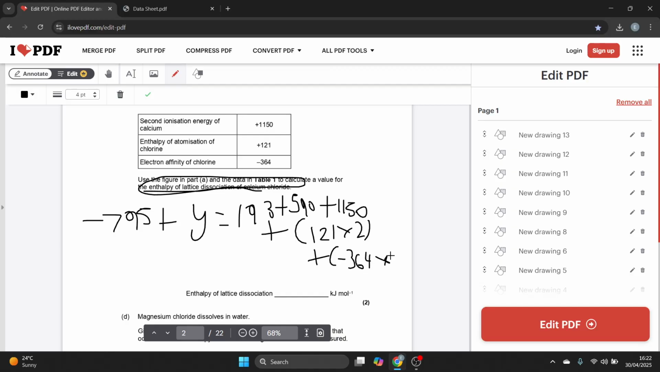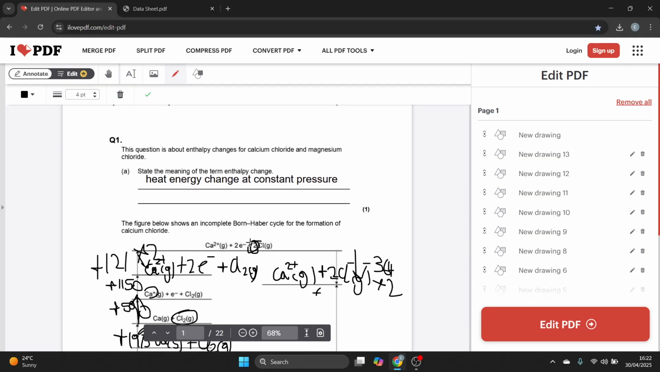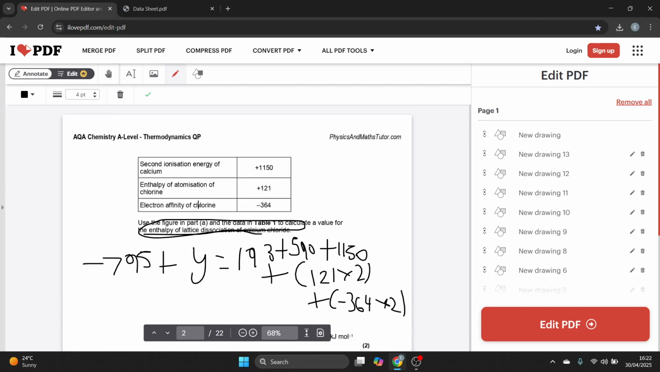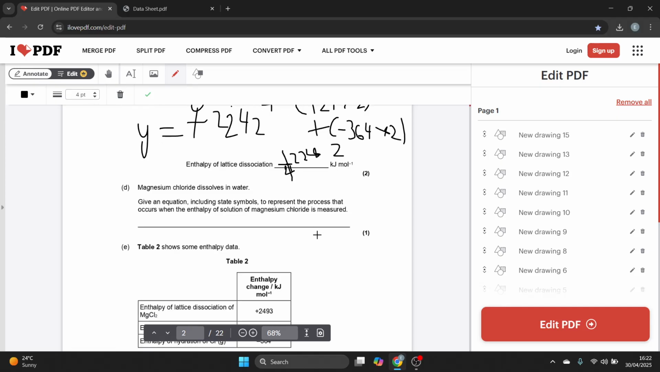And I think that's the tricky part, identifying that there's 2, so you need to double it for chlorine. For this you need to double it, for this you need to double it, your value, and also what enthalpy of lattice dissociation is. And then you get y equals plus 2242, because it's multiplied by 1.